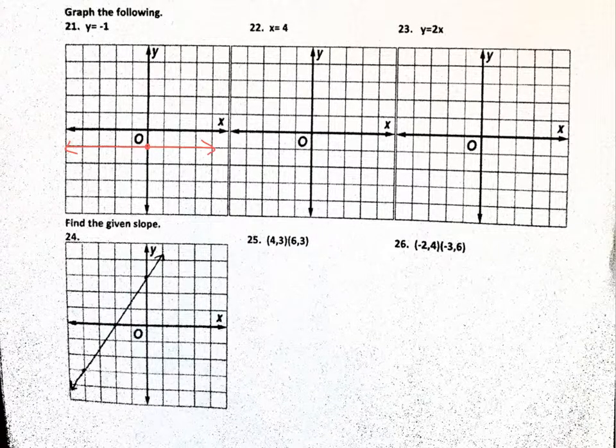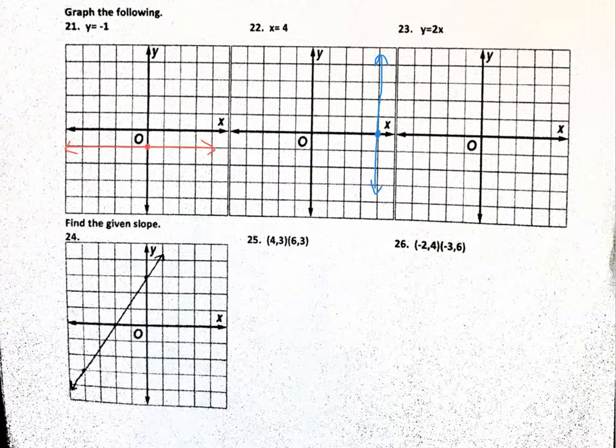This one doesn't have a y-intercept, it has an x-intercept, so be careful of that. So I'm going to go to the x-axis, and I'm going to go ahead and draw my line going up and down. If there's no y in it, it means it's not going to cross the y-axis at all. So that's why we have a vertical line right here. Number 23 is a bit different.